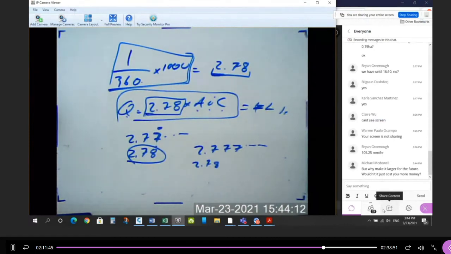So, but why make it larger for the future? Wouldn't it cost more money? One pipe size is more expensive for sure, right? The bigger the pipe, the more expensive it is. However, if you had to replace that pipe in the future, if things change to the south, then it would be a much more expensive cost. Reconstruction, dig up the road, take out the old pipe, put in the new pipe, right? It would be a disaster from a cost perspective.